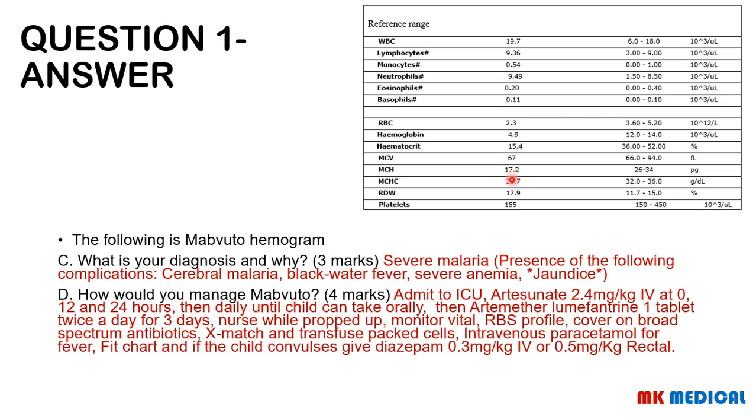MCH is low. MCHC is low. RDW is slightly high. And the platelets here are low, or rather normal. So this person has severe malaria. Now, why do I say severe malaria?